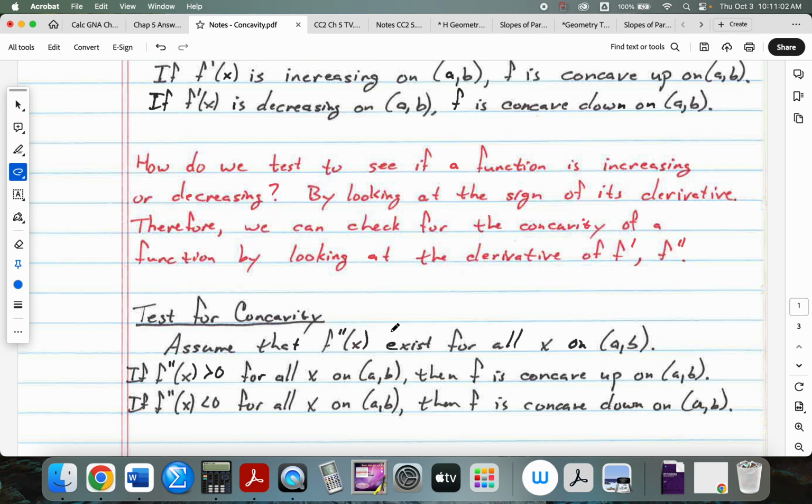So assume that f double prime of x exists for all x on an open interval from a to b. If the second derivative is always positive on that interval, then f is concave up on that interval. And if f double prime is less than 0 on that interval, then f is concave down on that interval. So again, this is the test. This is not the definition.